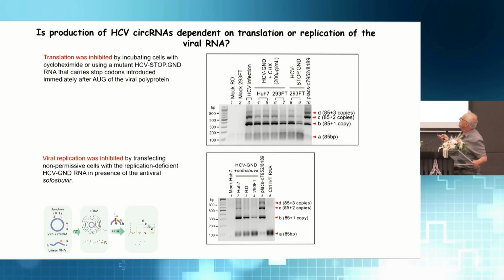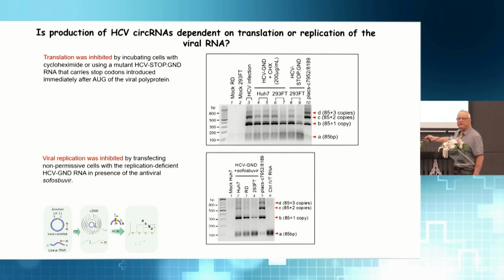So what we can do is we inhibit translation. How do you inhibit translation? Well, there's a drug called cycloheximide that inhibits translation, or we can introduce a stop codon, so translation is not happening. So all you need to know is, and I told you, whenever you see these fragments A, B, C, and D, that means circulars are being made. So even if you inhibit translation by these two methods, you see circular RNAs are still being made.